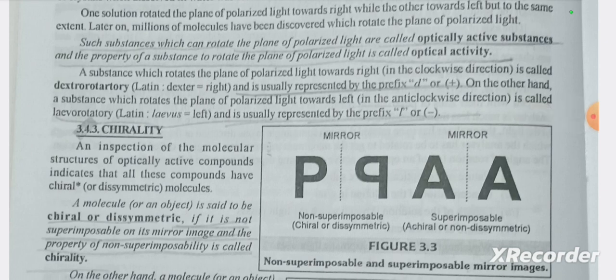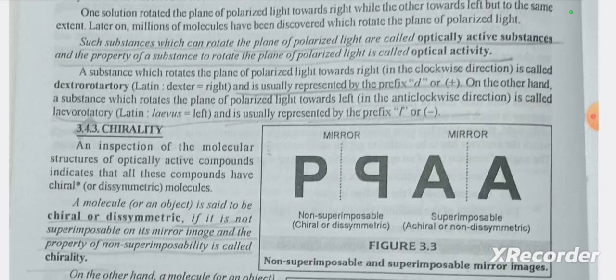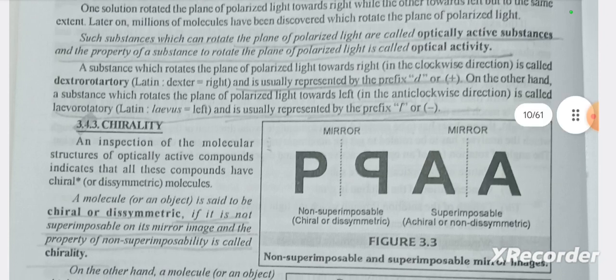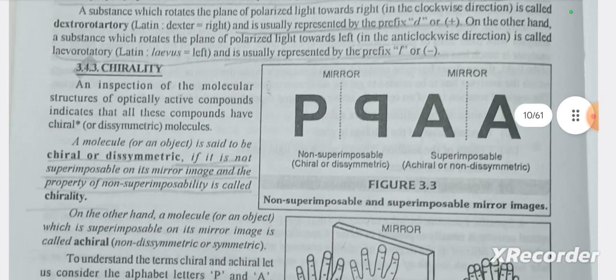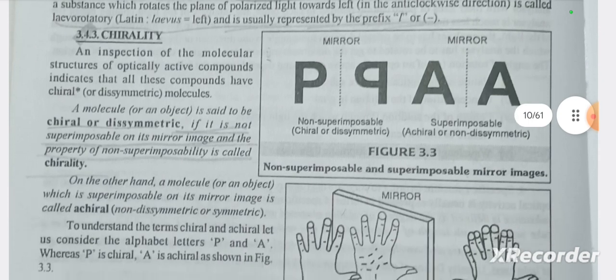Later on, millions of molecules have been discovered which rotate the plane of polarized light. Such substances are called optically active substances, and the property of a substance to rotate the plane of polarized light is called optical activity. A substance which rotates the plane of polarized light towards the right is called dextrorotatory and is usually represented by D or a plus sign. On the other hand, a substance which rotates the plane of polarized light towards the left is called levorotatory and is usually represented by the prefix L or minus.